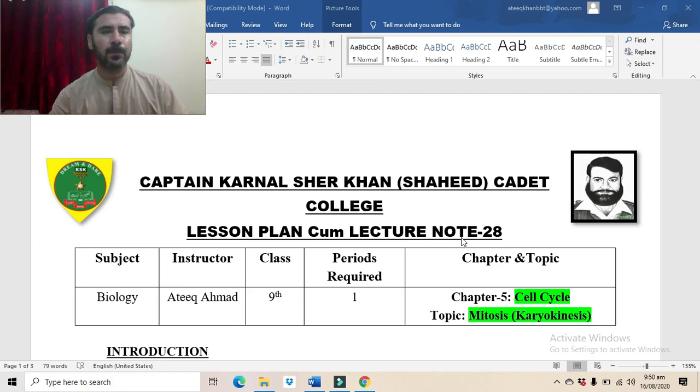Now, broadly speaking, the cell cycle consists of two major stages. The interphase, which is the preparatory phase, which we had already studied. Then in the previous lecture, we have studied the second major stage, that is the division phase. The division phase again consists of two types of divisions: mitotic division, mitosis, and meiosis. So in the previous lecture, we have started the mitosis.